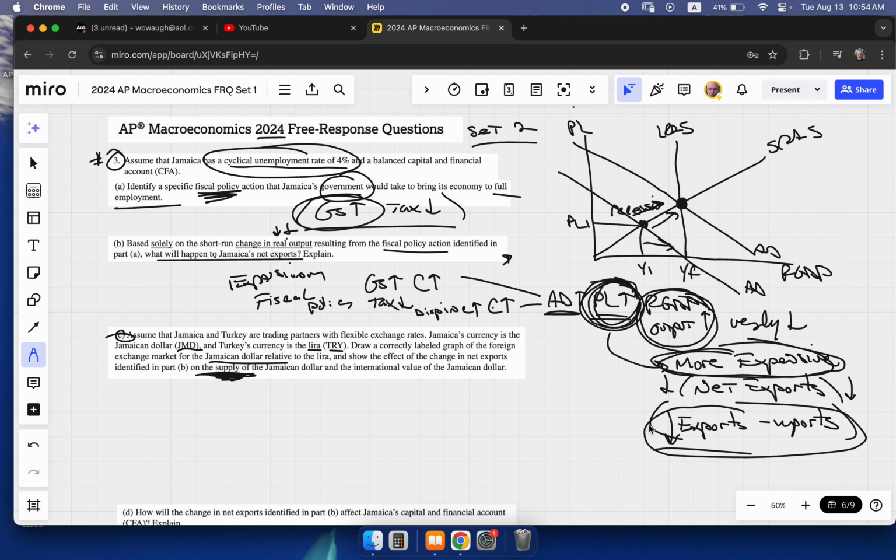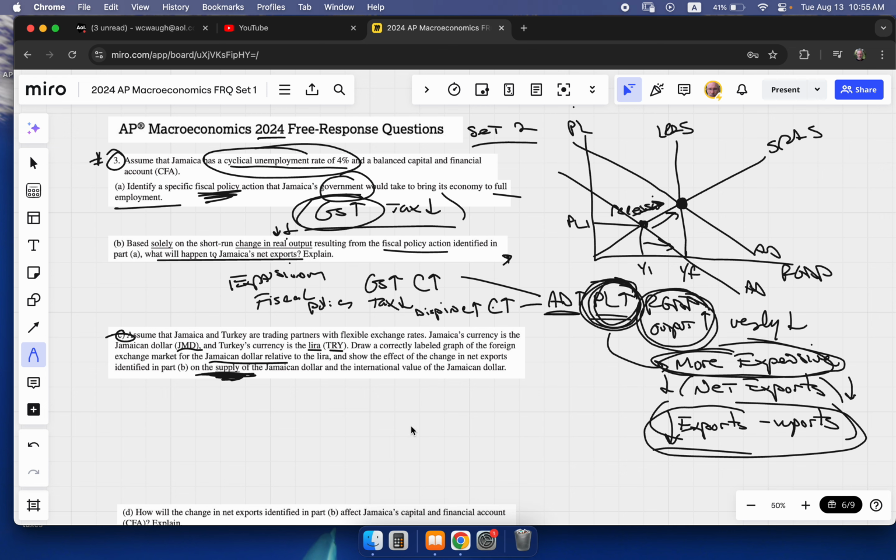Now, almost 90%, 95% of the time, when they give you a foreign exchange graph, you're going to choose whether you talk about supply or demand. It's how you draw it, and they're going to let you choose. This time they were specific. They want to know exactly what happens to supply.